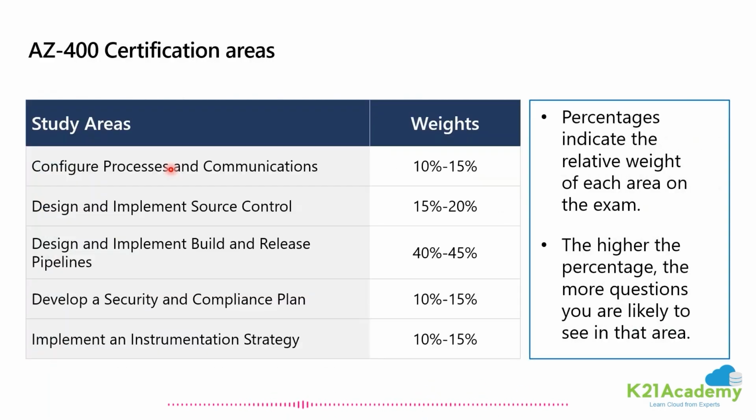Now, as I told, this is the exam standpoint weightage which you see here. We call them study areas. Microsoft has broken down your exam perspective study areas as configure processes and communications, with a weightage of 10 to 15%, meaning in the Microsoft exam, out of let's say 40 to 60 questions, 10 to 15% will come in this area. Design and implement source control, you can expect 15 to 20%. Implement an instrumentation strategy is 10 to 15%, and develop security and compliance is 10 to 15%. Very simple, the more the weightage, the more questions you can expect in the exam, and the less the weightage, the fewer questions you can expect. Based on that is where the training is designed, which we will focus on.